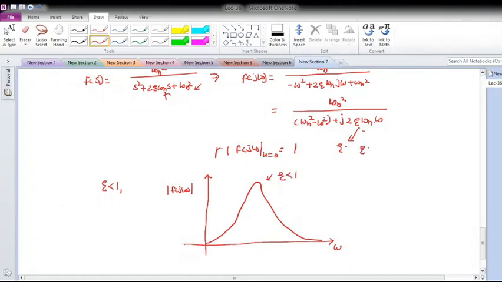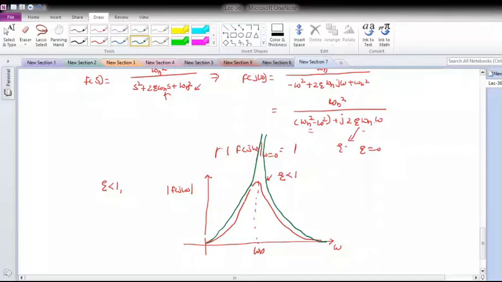When zeta is equal to 0, at that time this part will be 0, and at omega equal to omega n, at one particular frequency, I will get infinite magnitude. Suppose this is my frequency where I will get the infinite magnitude. So how will the response be? It will go to infinity, and then after crossing omega n it will start decreasing and reach 0 for large values of omega, as omega tends to infinity.